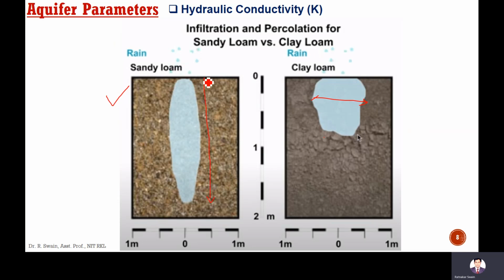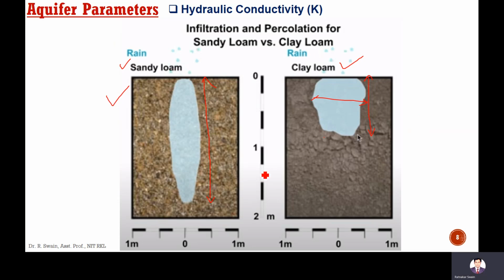In the same constant time period, you can see the water flows to very little depth in clay loam, but in sandy loam, the water passes to a much greater depth. Laterally, in the lateral direction it is less in sandy loam, but in clay loam the lateral direction is more. So it means the hydraulic conductivity in clay is less compared to sandy loam. Sandy loam hydraulic conductivity is more.